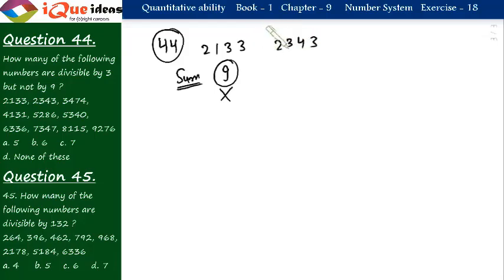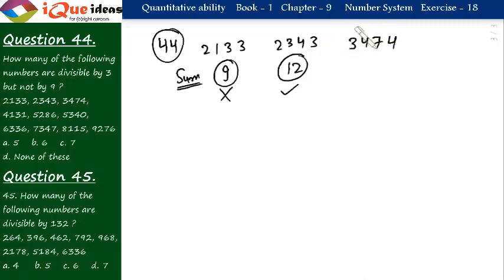Next number is 2343. Add the digits. 2 plus 3, 5 plus 4, 9 plus 3, 12. This number is divisible by 3, but not by 9. So this can be our answer. See, 12 is divisible by 3, so the number is divisible by 3. 12 is not divisible by 9, so the number is not divisible by 9. And that satisfies our condition. We have to find all those numbers which are divisible by 3 but not by 9. Right? Okay.